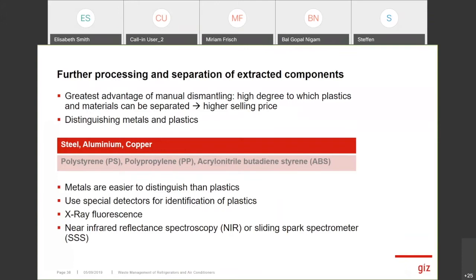Metal parts can be easily distinguished with magnets or tools or visibly. Use special detectors for the identification of plastic, which can be X-ray fluorescence or maybe near-infrared wavelength spectrometry, NIR, or sliding spark spectrometer, SSS. Then the final disposal, on the next slide.